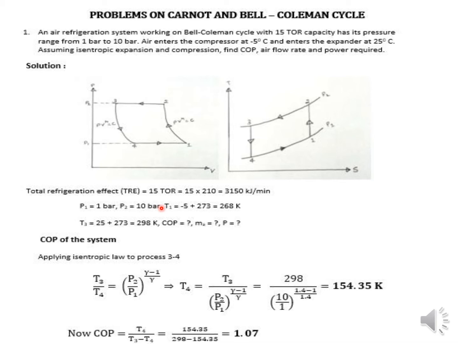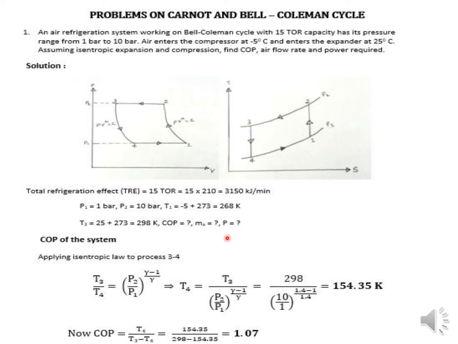Similarly, he has given the respective temperatures. So T1, air enters the compressor at -5, that is the initial temperature. -5 plus 273 means 268 Kelvin it is. And the expander, it is going to enter at 25 degree, that is T3. It is 25 plus 273, 298 Kelvin. So he is asking COP and airflow rate, that is m_a, and power required, right?